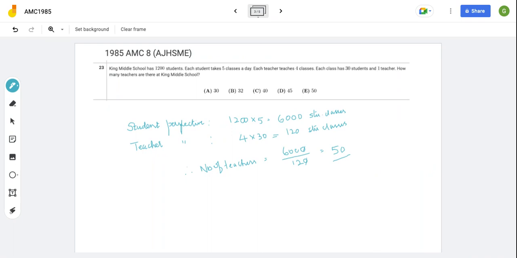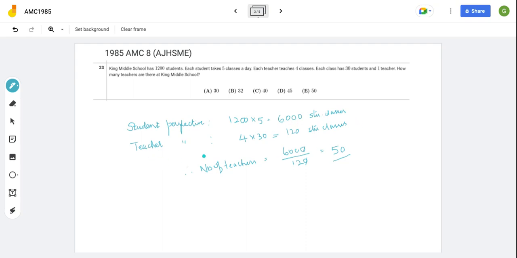So we are going to divide this problem into two perspectives. One is the student perspective, the other is the teacher perspective. And what we need to calculate is the student classes. So for every student, there are 1200 students multiplied by 5 classes a day. So totally the student classes are 6000 in a day, right? So the total number of classes taken will become 6000 student classes in a day.